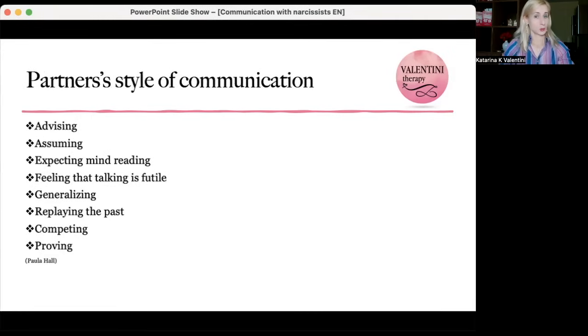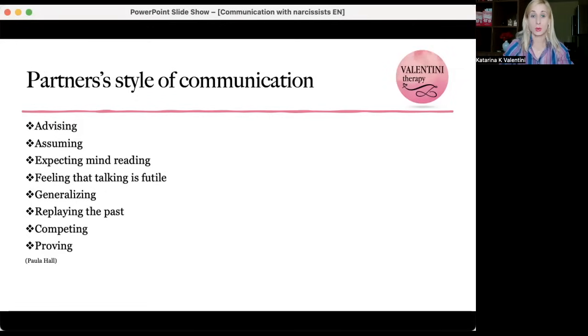Now, what do we do? How do we communicate with our partners? We too are advising, but not in a condescending way. We are usually advising because we wish to help our narcissists, but unsolicited advice is never well received by our narcissists. So please refrain from advising unless specifically requested. Assuming. Women tend to do that a lot.